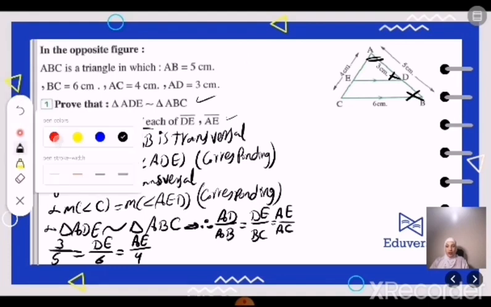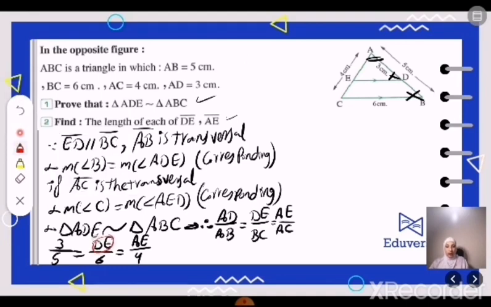Okay, to get DE, I will multiply 3 by 6 and divide the result by 5. Then DE will be 3 times 6 divided by 5. Also, to get AE, I will do the same: multiply 3 by 4 and divide by 5. 3 times 4 divided by 5.